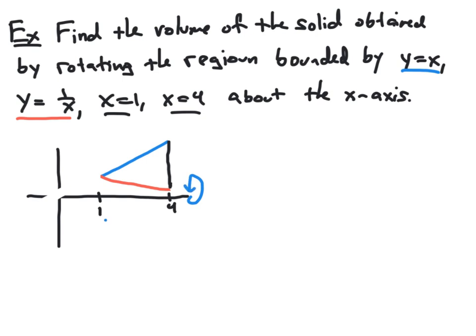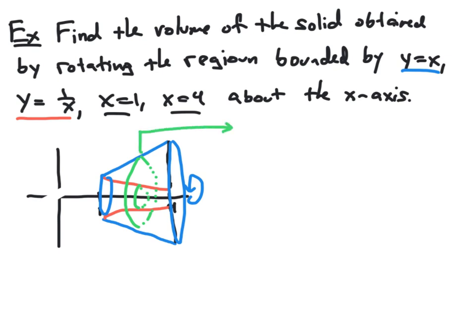And so when we do that, we will get a mirror image of our region in the fourth quadrant. And so it'll look something like this. And so our entire solid here will look like various washers at different points. The outside of our washer will be given by the rotation of the blue curve, and the inside of our washer will be given by the rotation of the red curve.